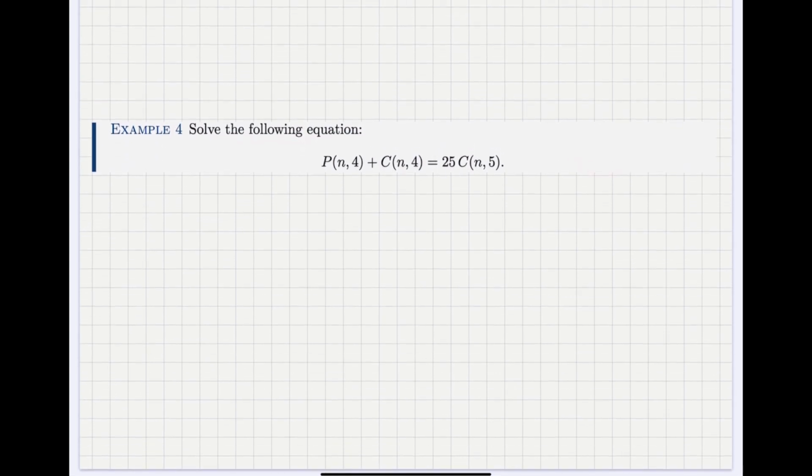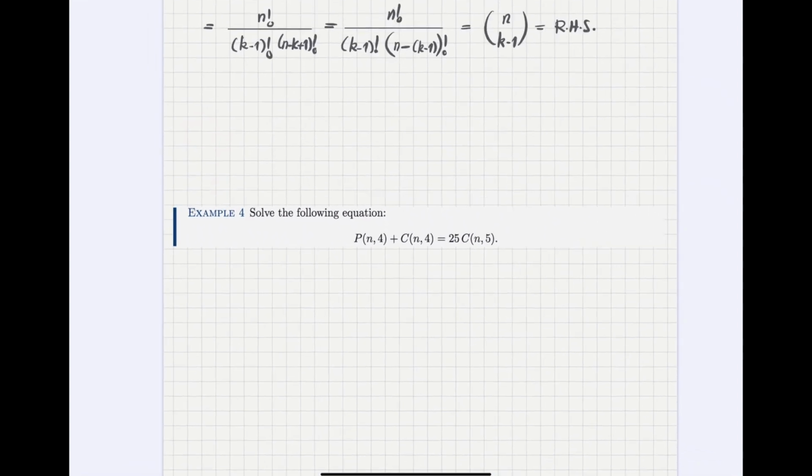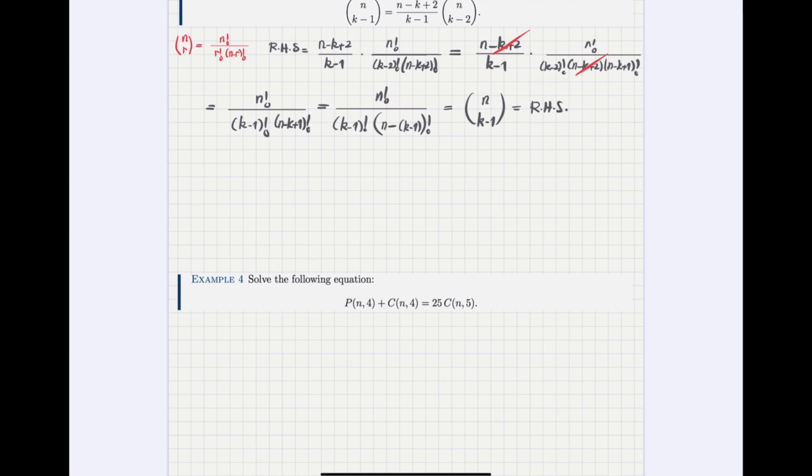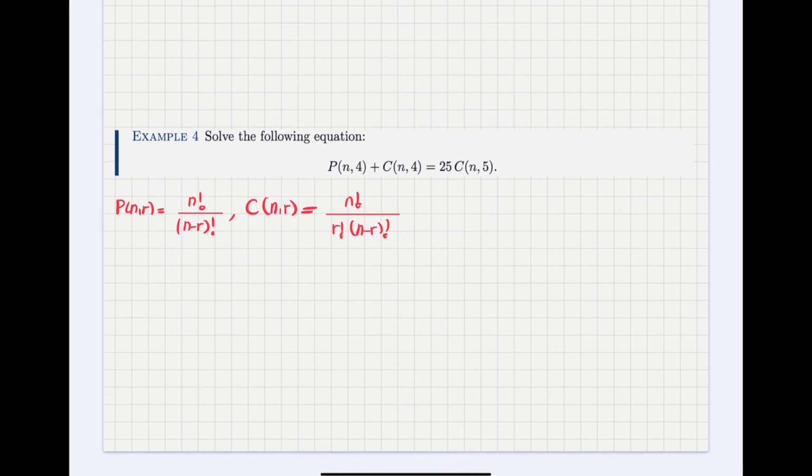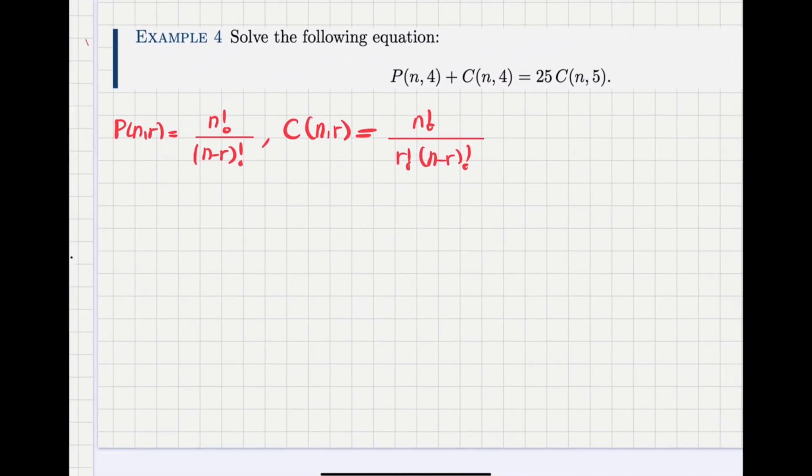Okay. So here we have a formula. So let me write both of them here for you. If you remember, what was P(n, r)? It was n factorial divided by n minus r factorial. And then we write here again in this notation, this is n factorial divided by r factorial times n minus r factorial. Okay. Now I want to use these two and solve this problem.